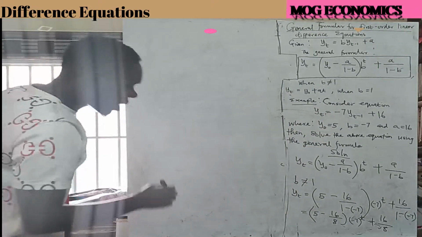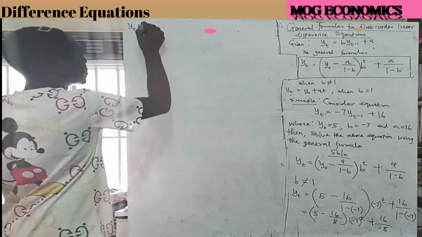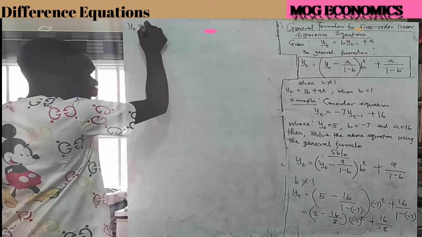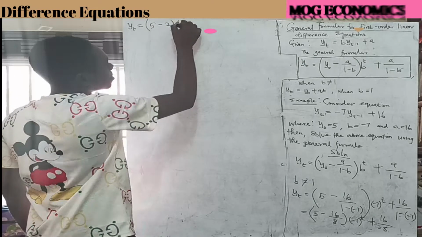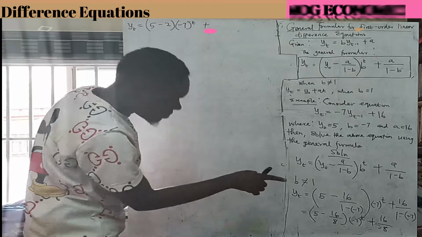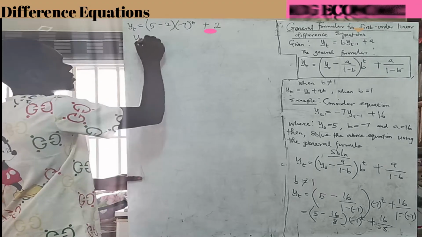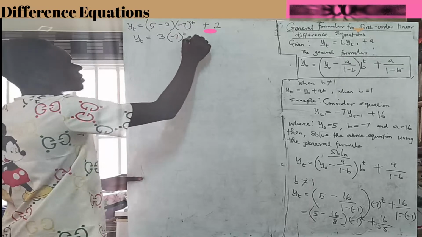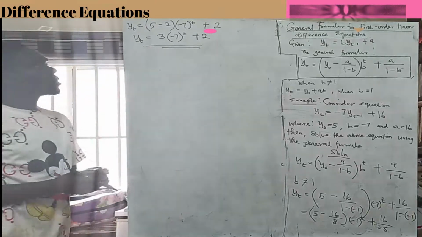So from there we have 5. 16 divided by 8 is 2. We have 5 minus 2. So here we have y_t equals 3 minus 7 to the power of t plus 2. So now this is the answer.